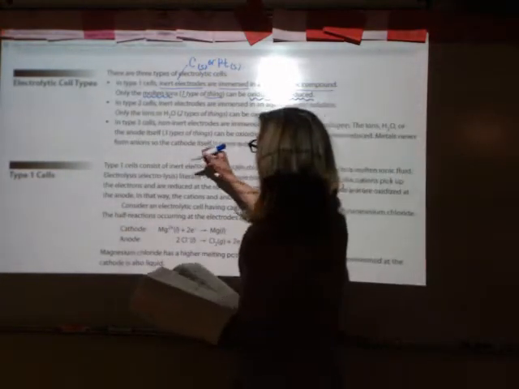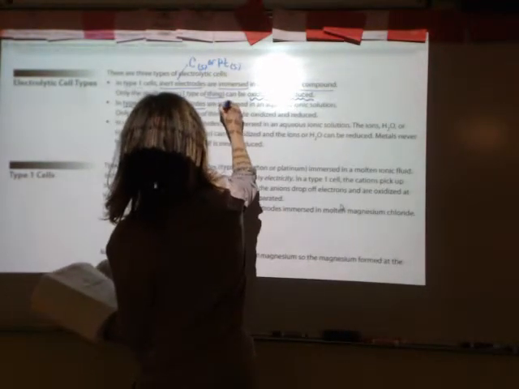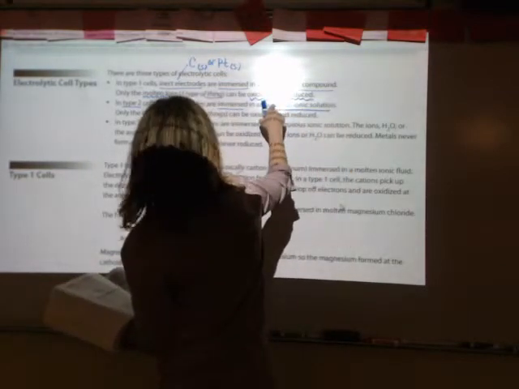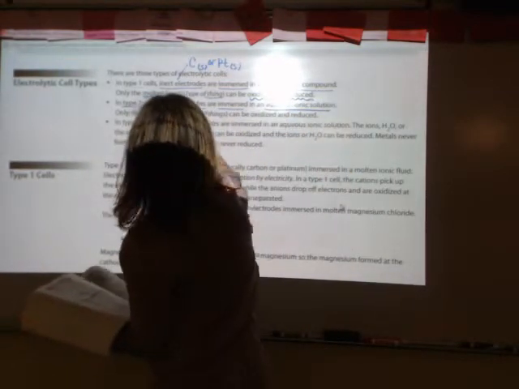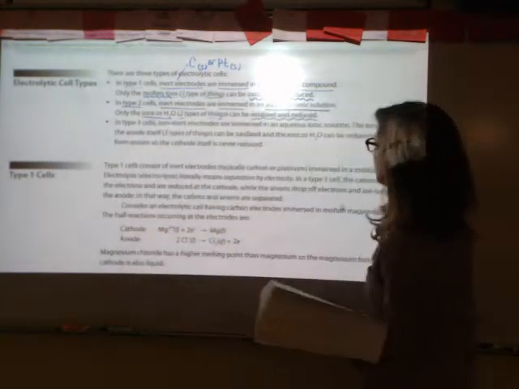If you're looking at a type 2 electrolytic cell, they also have inert electrodes immersed in an aqueous ionic solution, so that means it's dissolved in water. And then only the ions or water can be oxidized or reduced. That means 2 things can be oxidized and reduced.